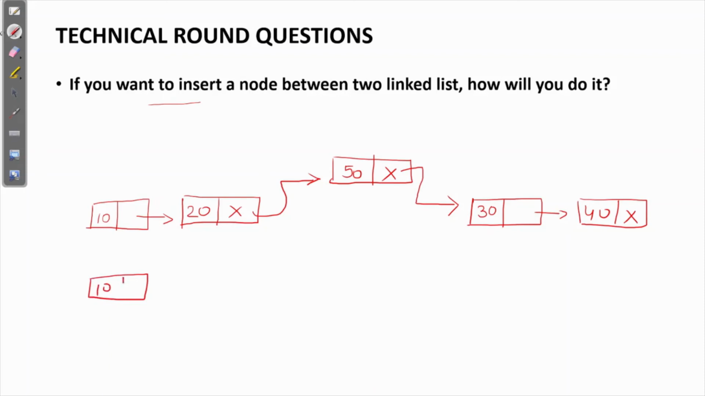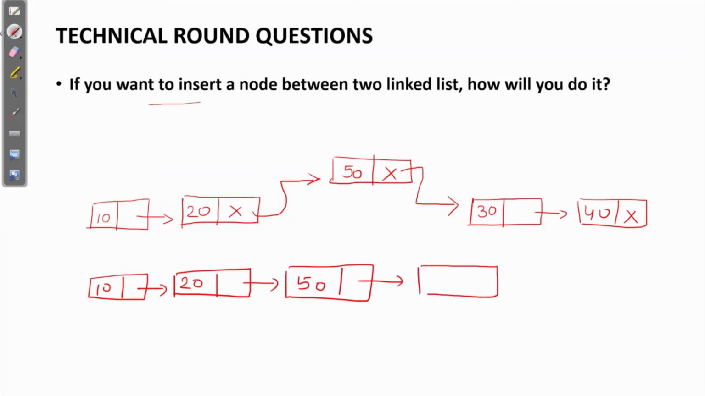So in this way you can write like this. So we will get the resulting linked list with a single node inserted in between. So this is how it will be outputted. So in this way you can explain this question to the interviewer.